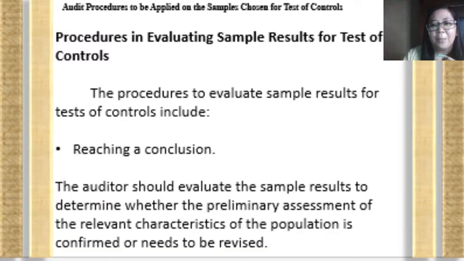What about reaching a conclusion? In this case, this is where we will interpret the difference between our deviations that the auditor has estimated and determined earlier. The auditor should evaluate the sample results to determine whether the preliminary assessment of the relevant characteristics of the population is confirmed or needs to be revised, so that he will be able to conclude and infer the results from the sample to the entire population.